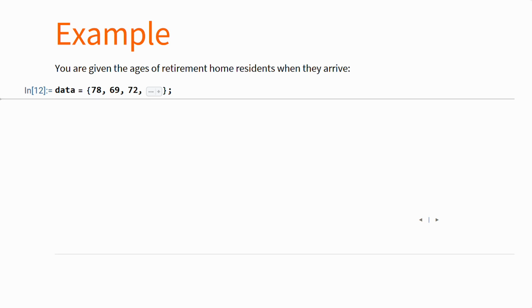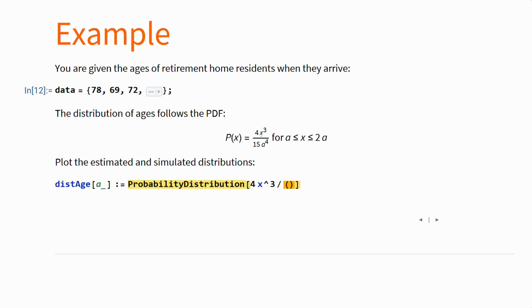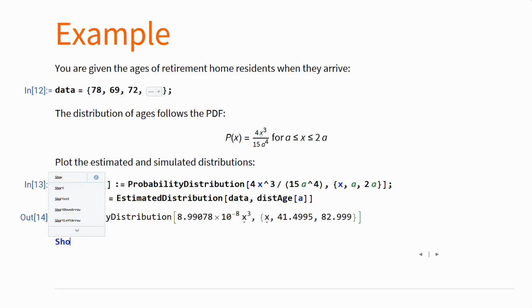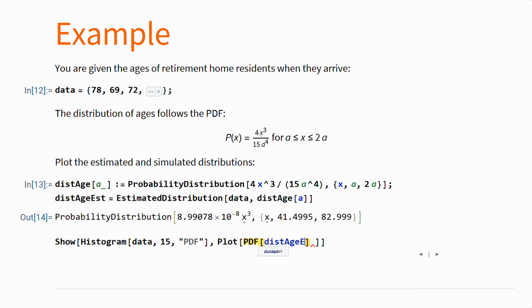Let's do this for another example. You have the ages of retirement home residents when they arrived. And you know the PDF should be 4x cubed divided by 15a to the power 4, where x is between a and 2a. So write the distribution as a function of a, then estimate the distribution, and as usual, plot the data against the distribution for confirmation.